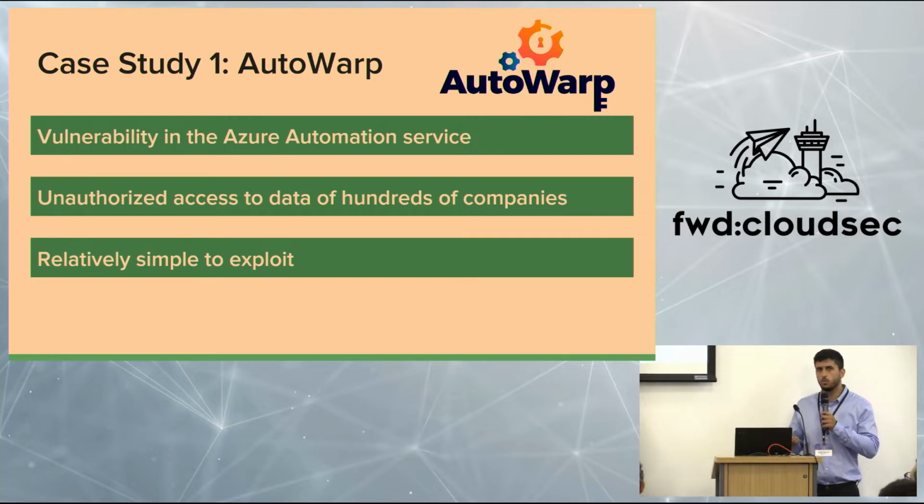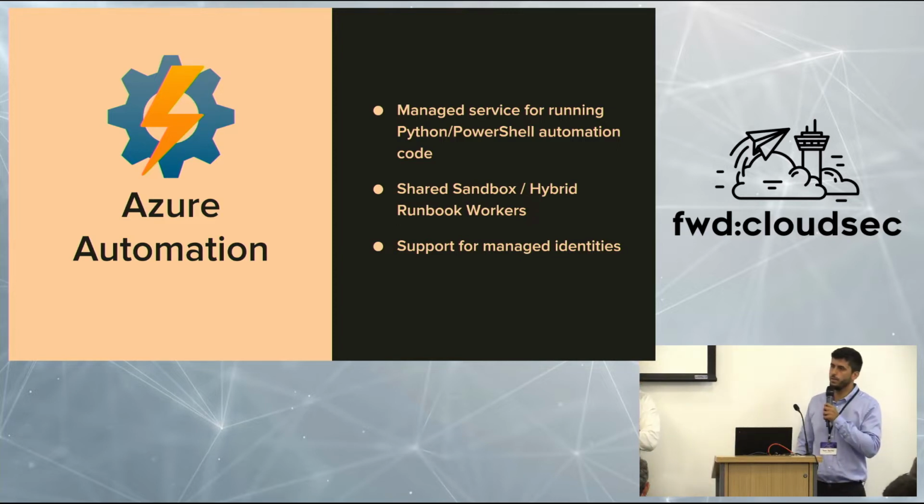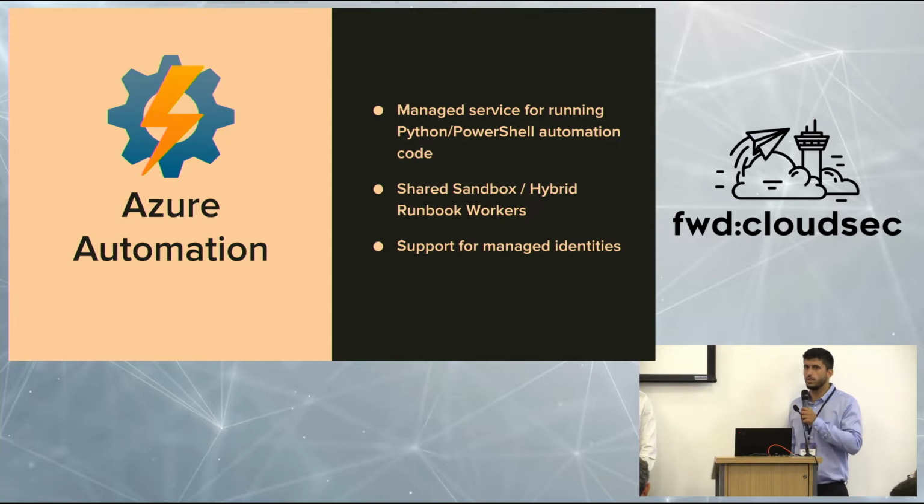So let's get into what the Azure Automation Service is. The Azure Automation Service is basically a managed service for uploading and executing your Python or PowerShell code. And it's very simple. Just like the last talk, managed services are easier to attack. So by default, you will execute your code in a shared sandbox environment, which means you will run your automation code inside a virtual machine, but isolated from other customers.